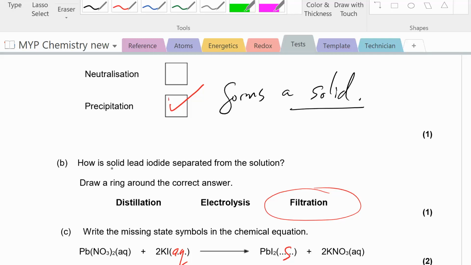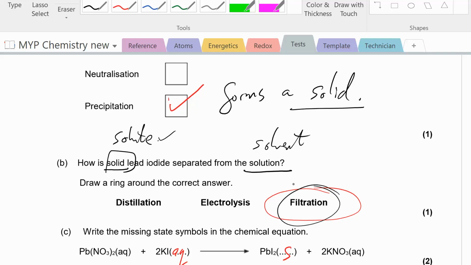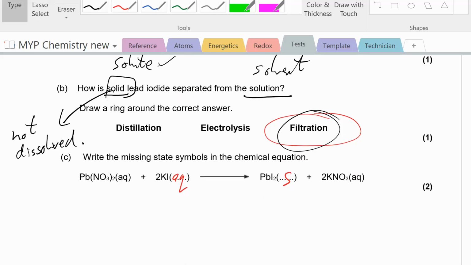How is solid separated from the solution? Okay, how is the solute separated from the solvent? Now this is a solid, okay, and it's not dissolved, so filtration is fine. Since it's solid, it means it is not dissolved, so filtration, a bit of filter paper and a funnel, perfectly fine.